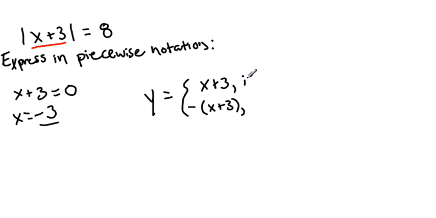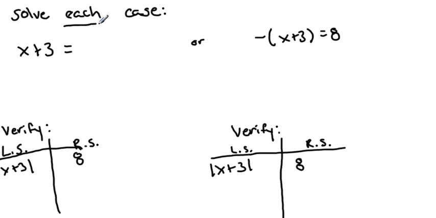So our graph is going to be positive if x is greater than or equal to -3, and it's negative if x is less than -3. And you could graph this absolute value function in order to verify this. We could have a look at it visually. Okay, the next step is to solve for each case.